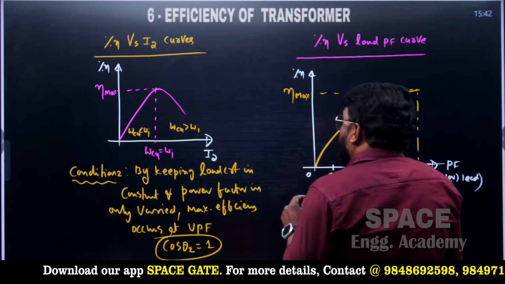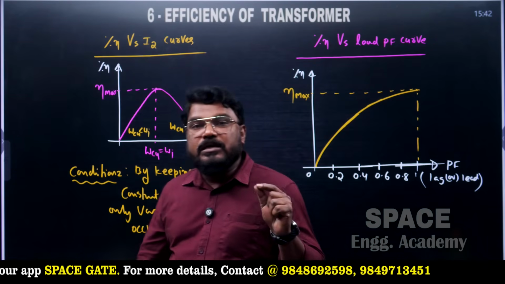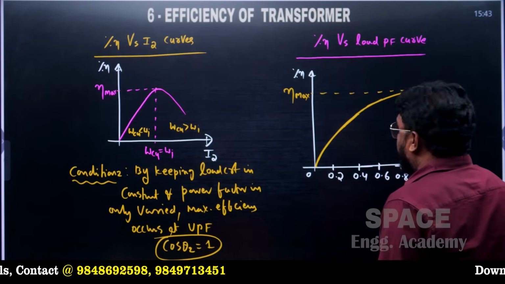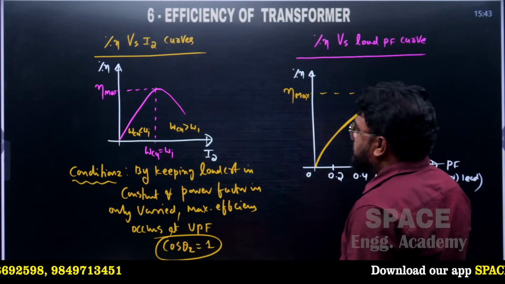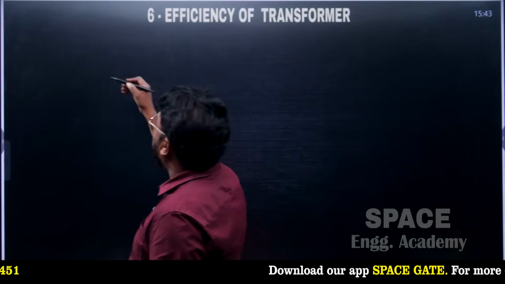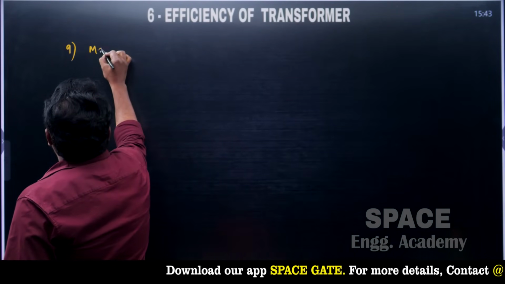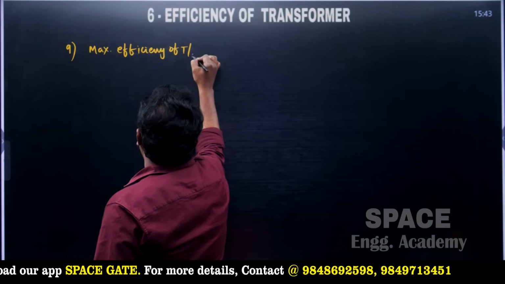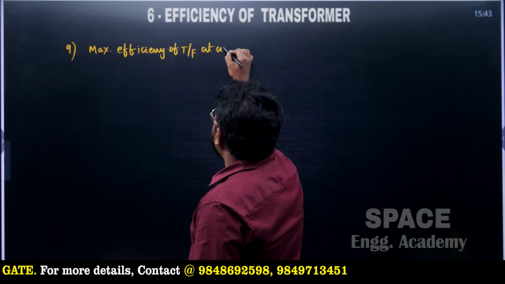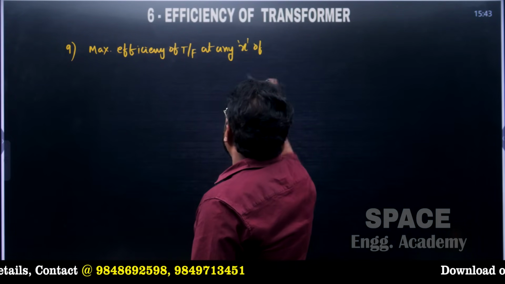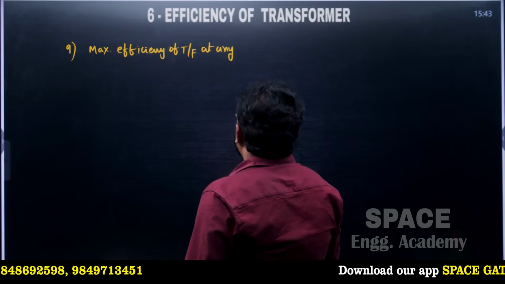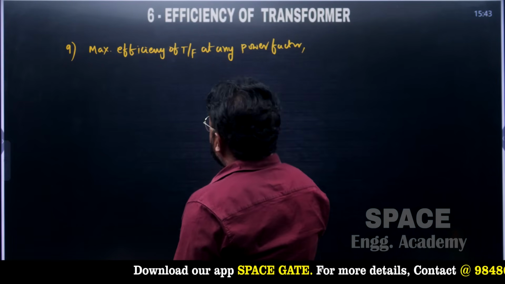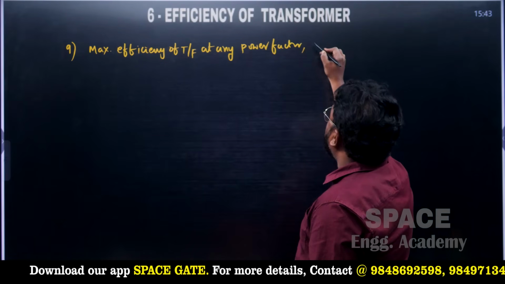అండ్ నెక్స్ట్, how do we calculate maximum efficiency of the transformer at any x of the load? And another observation, 9th one here, maximum efficiency of the transformer at any x of the load. At any power factor అని క్వశ్చన్ అడుగుతారు. Maximum efficiency of the transformer at any power factor ఇలా ఇచ్చినప్పుడు దాన్ని ఎలా వేయాలి?